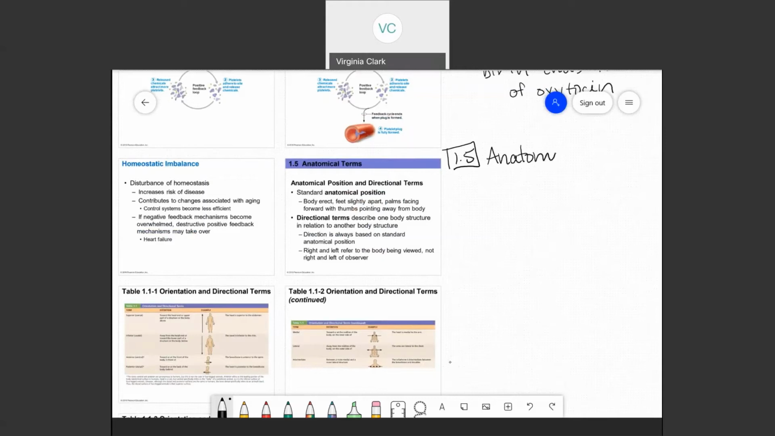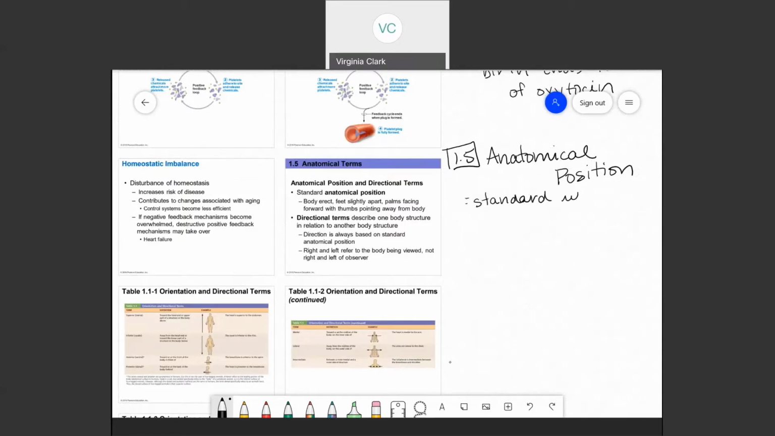We are switching gears completely. For the rest of this chapter, AMP 1.5 and 1.6, it is essentially making sure that we are speaking the same language in regards to the body, so that from now on, when we start talking about things, we're all speaking from the same perspective. It's kind of like a Spanish 101 class to make sure that we are all using the same foundational nouns, terms, directions. So anatomical position is going to be our standard reference point.